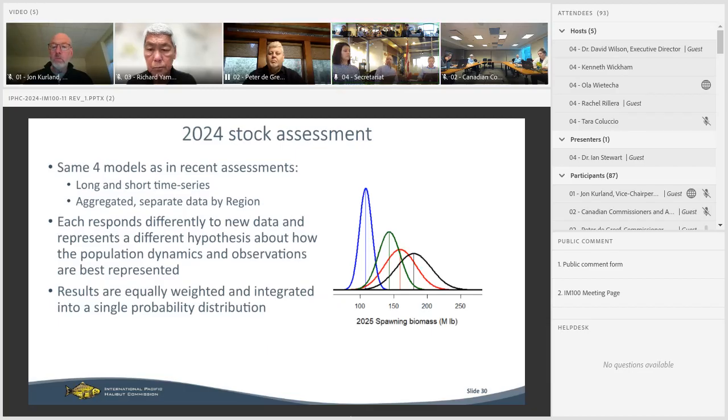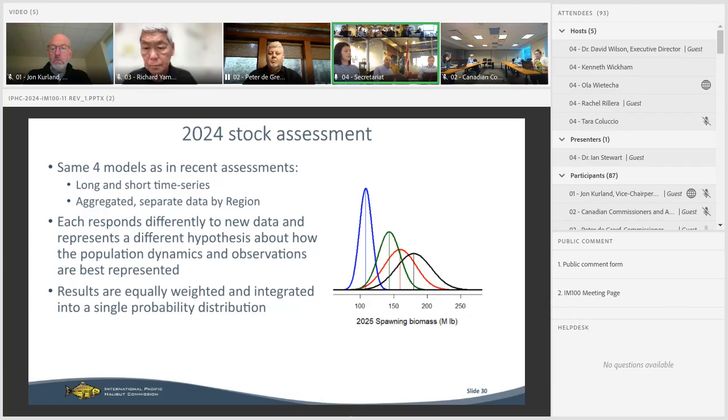So now to summarize the stock assessment results. Because this is an update, we haven't made any changes. We're using the same 4 models that we've used in recent stock assessments. That's 2 long time series models and 2 shorter models. The shorter models include only the more recent period from the early 1990s, where we have complete data sets. The long ones reconstruct historical dynamics back into the late 1800s. They also differ. Of the long and the short time series models, we have two that are aggregated up to the coastwide level, and the other 2 retain each of the data sets by individual biological regions, so we capture some of the spatial patterns in the data.